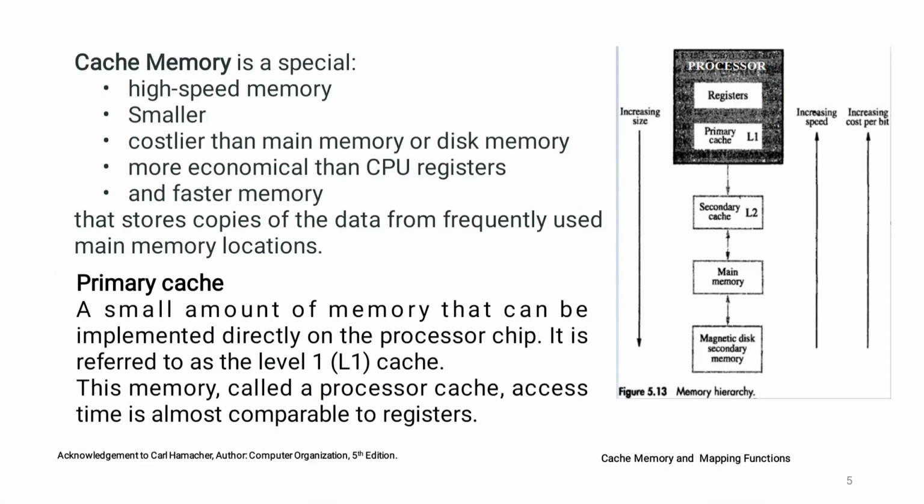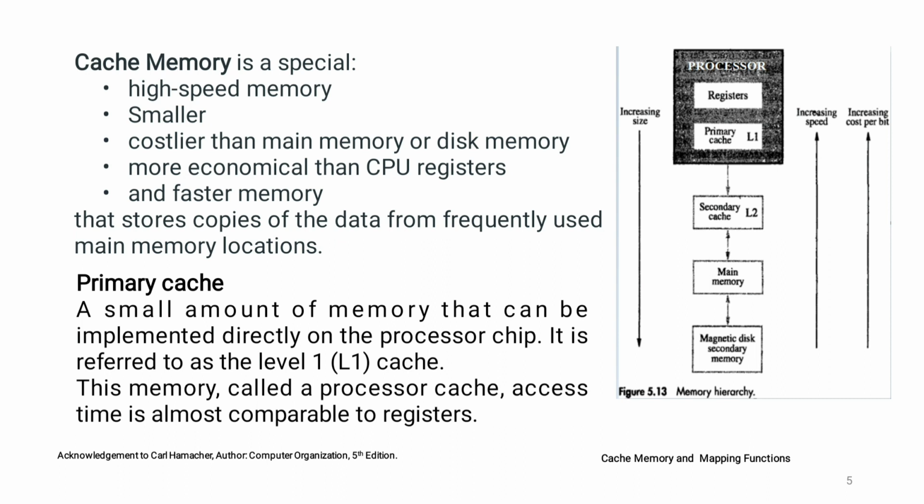Then cache memory is a very special high speed memory. It is small, costlier than main memory and disk. But when compared to registers, it is economical. Registers are costliest and fastest. So this cache memory stores the copied content from main memory, right?